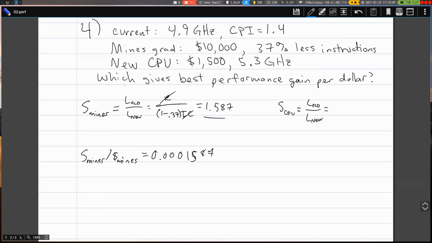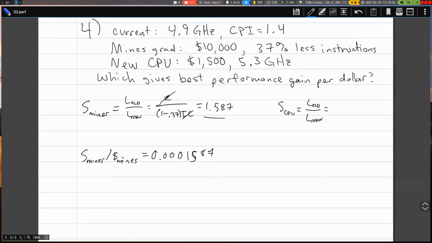Then we do the same thing for getting a new CPU. Conveniently, the CPI is the same, so we don't have to worry about that term. Also conveniently, the instruction count's the same because nobody got hired to do any optimization on that. So all that changes is the clock speed. Again, it's important to note that this is in cycles per second. We care about seconds per cycle, so we have to invert.